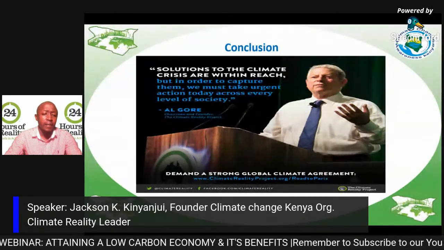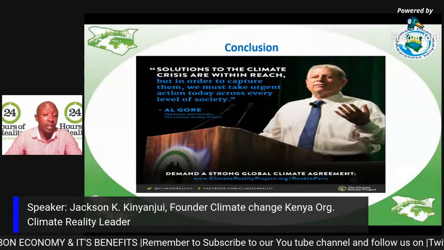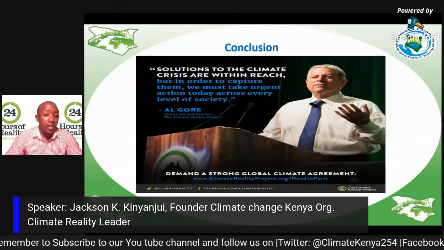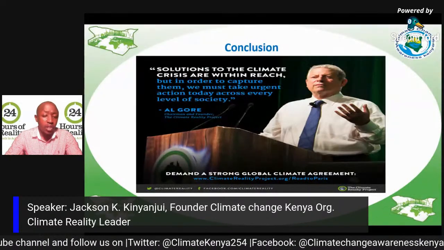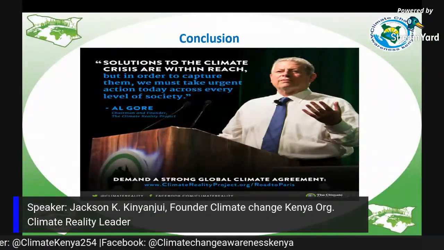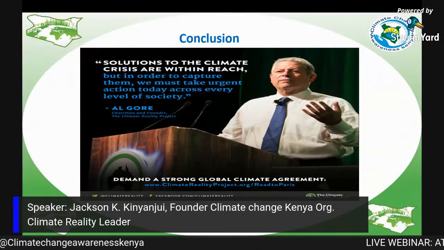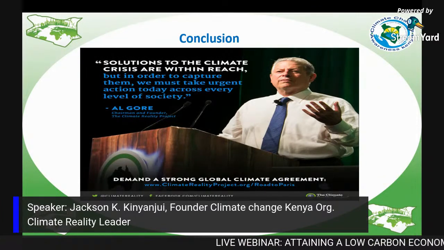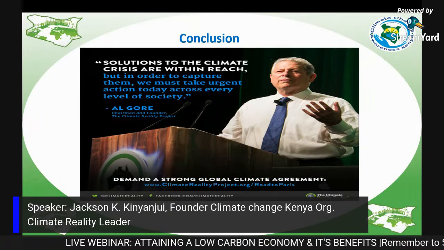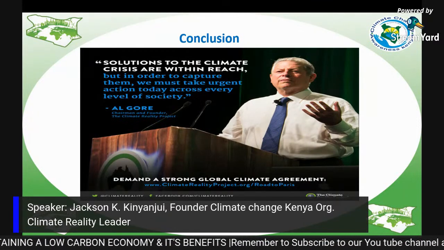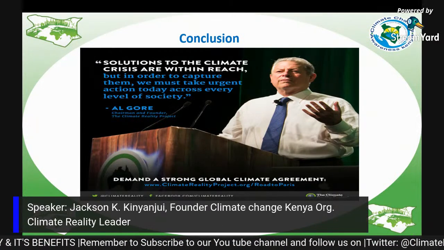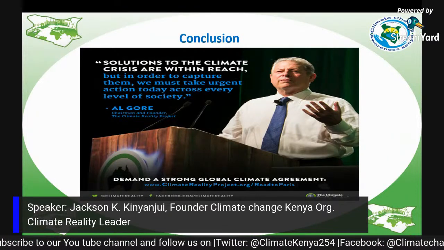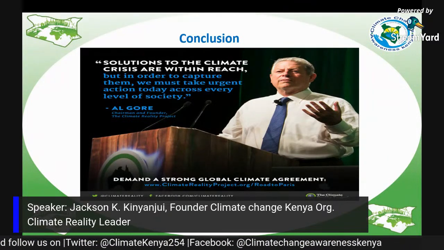And the takeaway is that solutions to the climate crisis are within reach, but in order to capture them, we must take urgent action today across every level of society. So we must take action across every level of society if we want to attain the green economy. We are in a state of climate crisis, and that means that we must do something so that we can avert this problem of climate change.